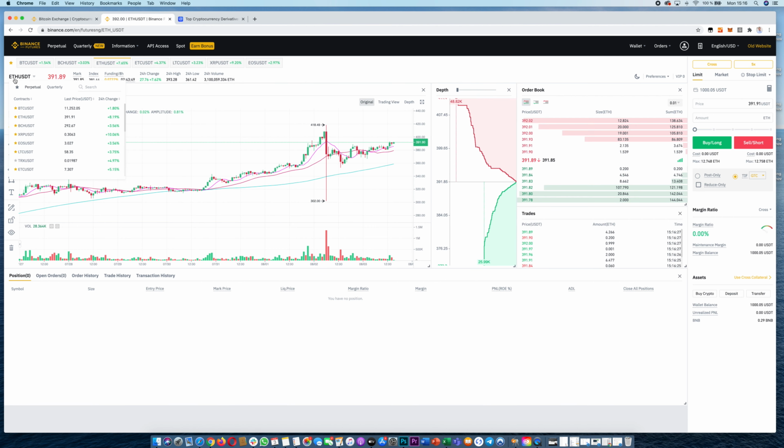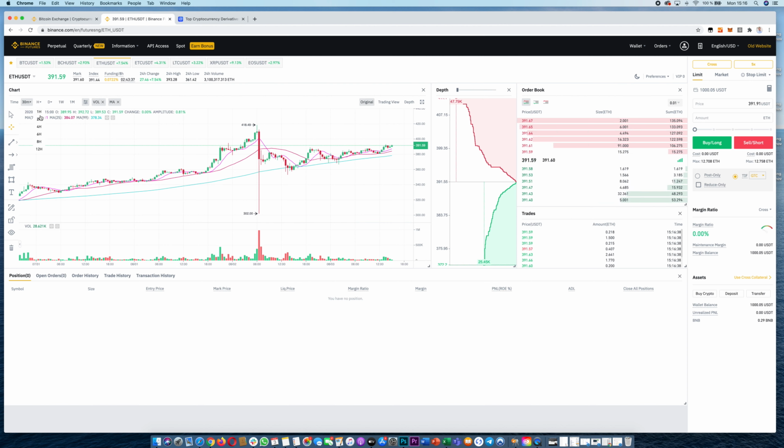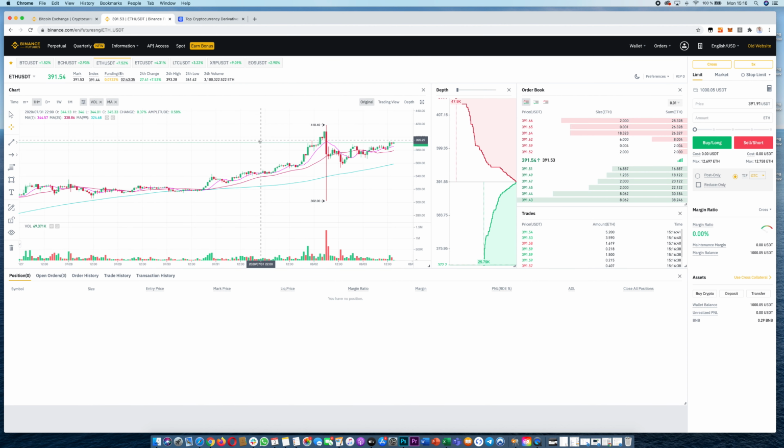So you can just select Ethereum against USDT here. And then you have, as I said, the chart. You can change the bars, for example, to 30-minute candles, or back to 1 hour candles, where every candle is 1 hour. Then you have an order book here with all the sell orders and all the buy orders, and then you have the latest trades here.